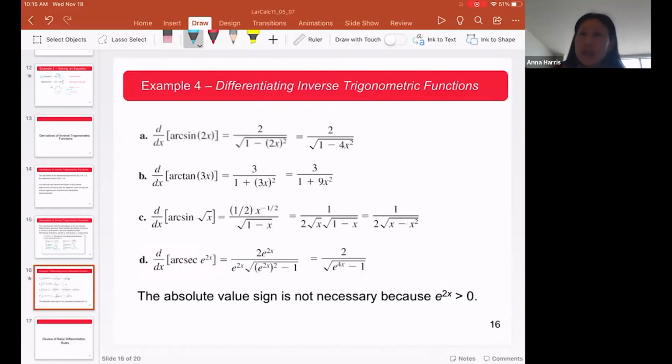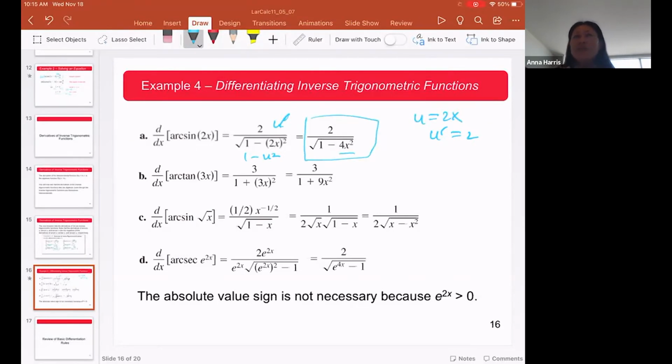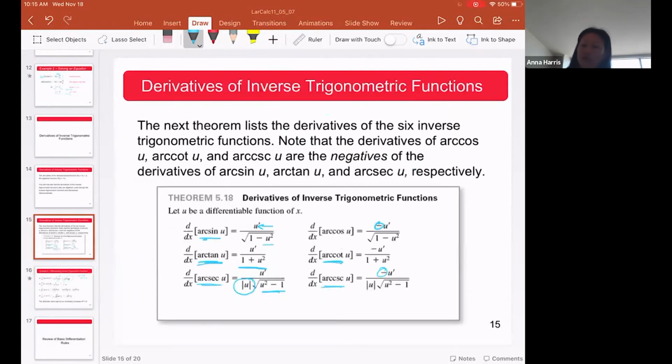So if they give you this, it says find arc sine of 2x, then you want to say, okay, I need to recognize my u is 2x. So u prime would be just a 2. So just plug into your formula, then you get a square root of 1 minus u squared, which is 1 minus 4x squared, and u prime, which is just a 2. So just be done. Okay, so this 5.7 will be easy if you can recognize the patterns of their inverse functions derivatives. Okay, we'll just plug it into the derivative formula right here.